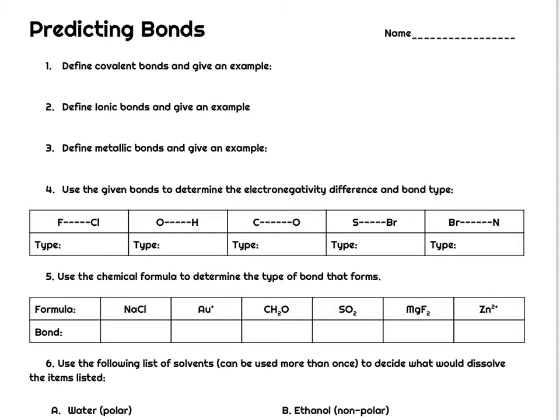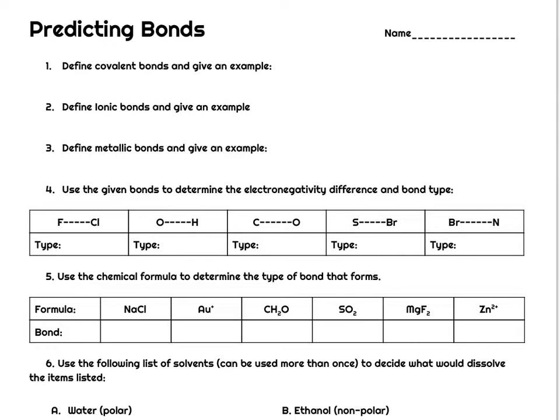Next, you're going to use your electronegativity chart, that's the half sheet we've been using, to determine the type of bond between these. So we've done nonpolar and polar before. Now we're just adding ionic. So that's for these right here. After that, you're going to use the chemical formula to determine the type of bond that forms. So this is where we'd use our notes on type of atoms to help us decide what type of bond is forming. So it's going to be metallic, ionic, or covalent.